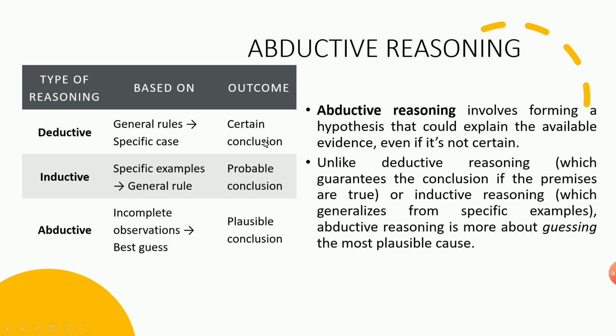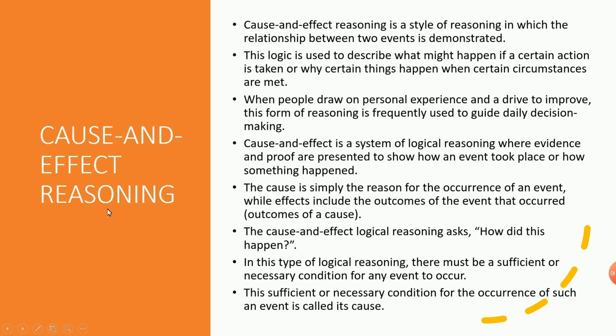Here, in simple words, there is only one solution. Here there may be one or two solutions. Here also there may be one or two solutions or even more than two solutions. But here, all the things could be considered possible. But here only the most possible or easiest possible thing would be considered. So here what they are doing is, from incomplete observations they are making a best guess. So that is the difference between these three.